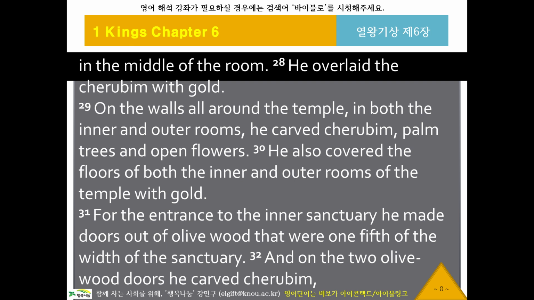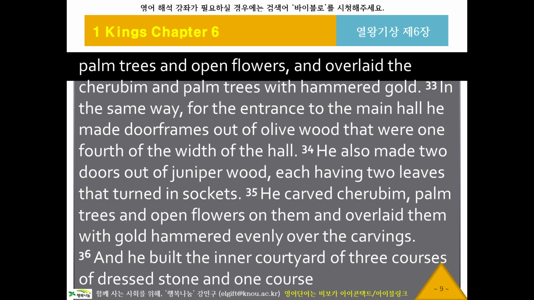On the walls all around the temple, in both the inner and outer rooms, he carved cherubim, palm trees, and open flowers. He also covered the floors of both the inner and outer rooms of the temple with gold. For the entrance to the inner sanctuary he made doors out of olive wood that were 1/5 of the width of the sanctuary, and on the 2 olive wood doors he carved cherubim, palm trees, and open flowers, and overlaid the cherubim and palm trees with hammered gold.